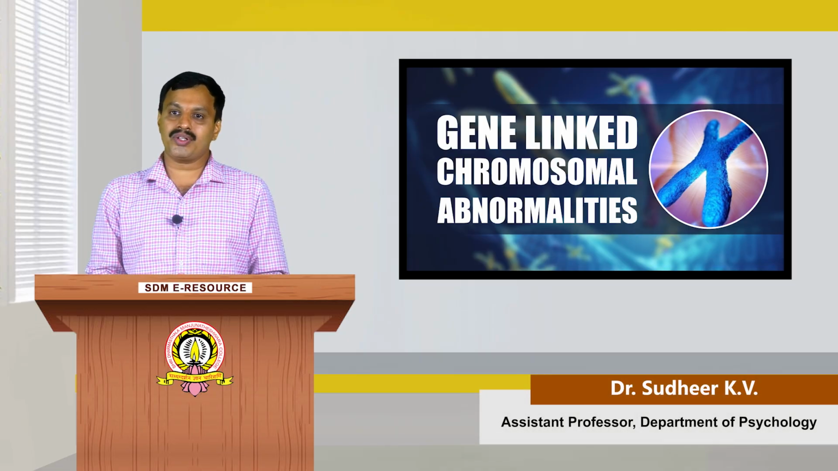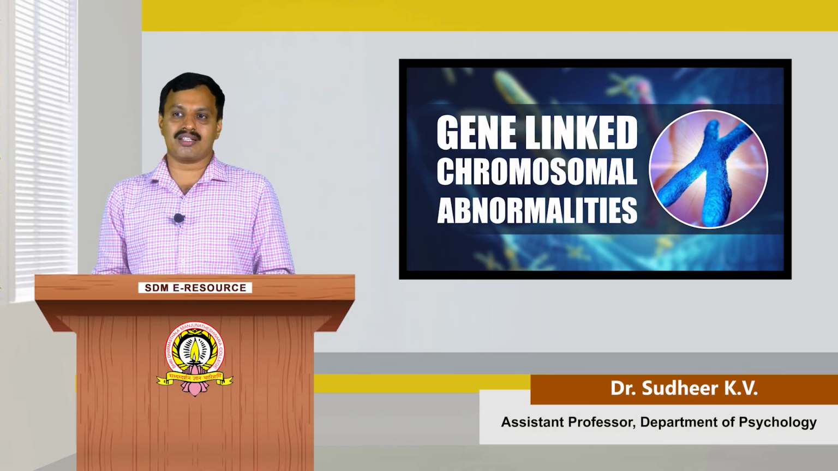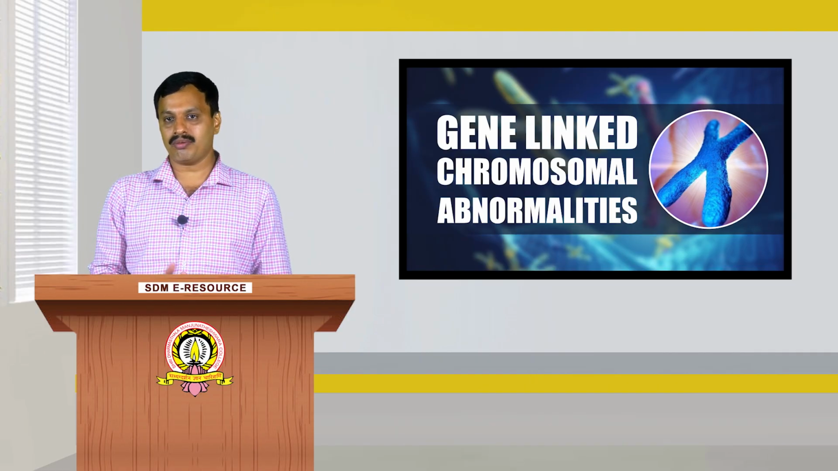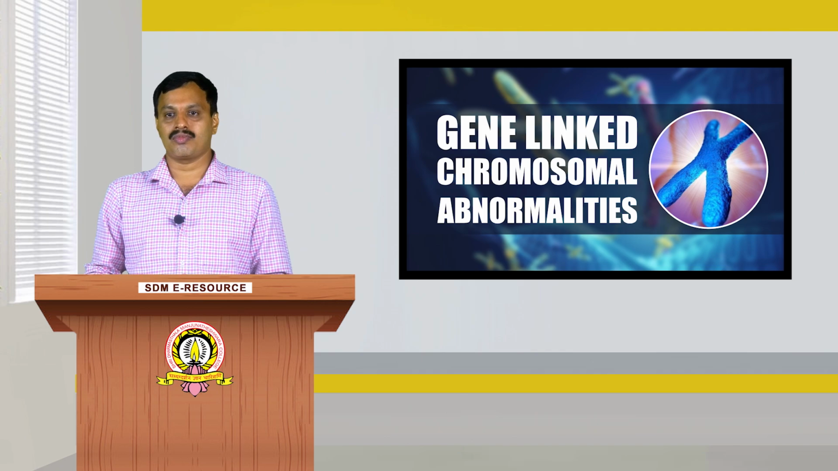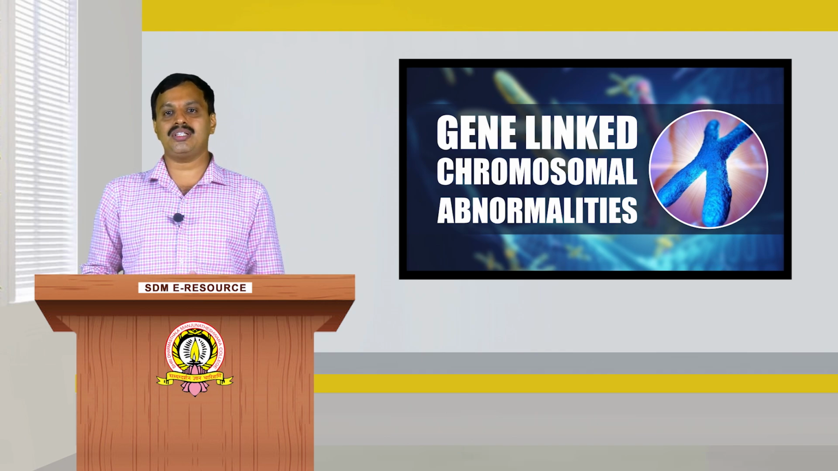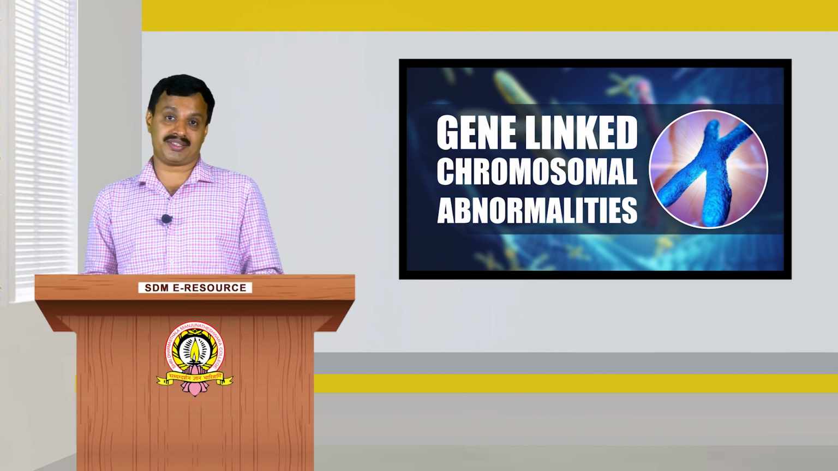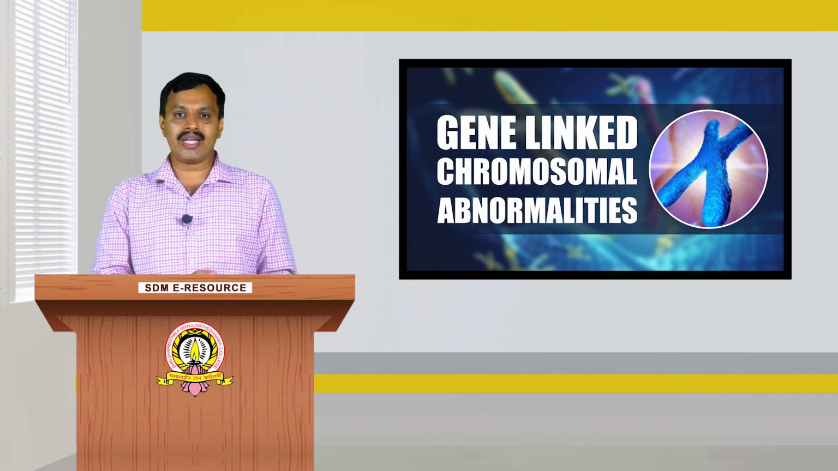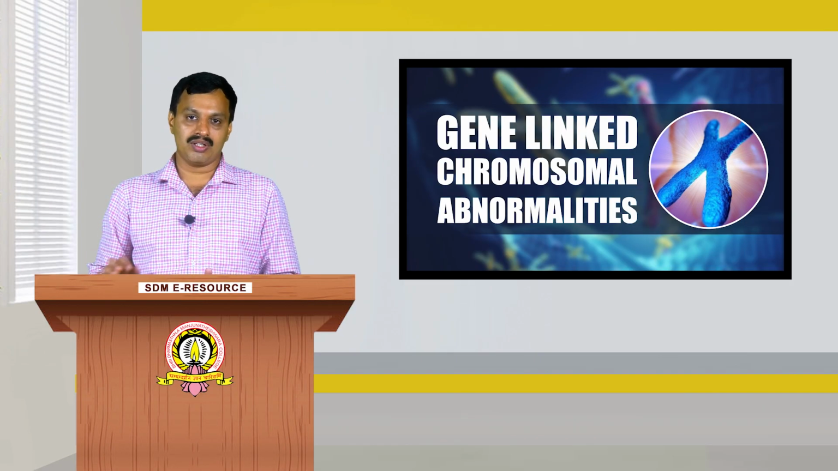Today I am going to explain about gene linked chromosomal abnormalities. Let us see the topic one by one. What are the types of gene linked chromosomal abnormalities? One is phenylketonuria, another one is sickle cell anemia, and another one is Tay-Sachs disease. Let us go into detail on the topic.